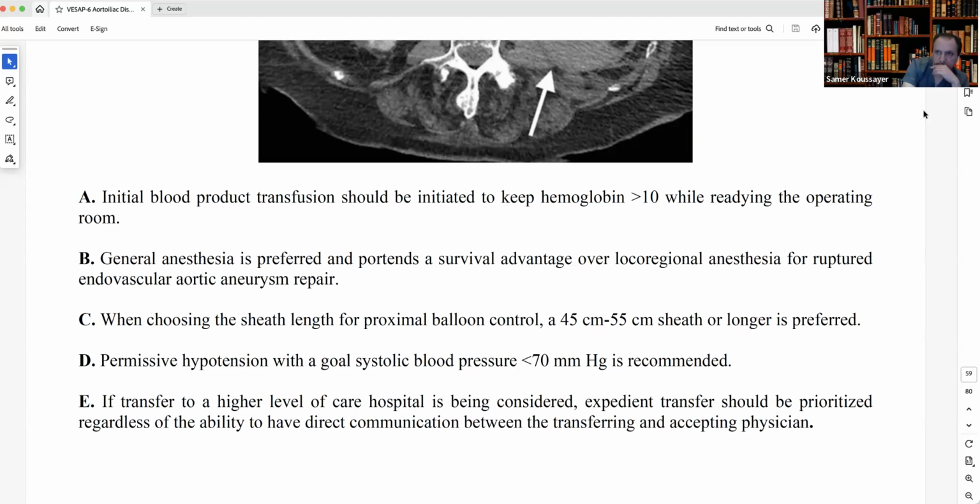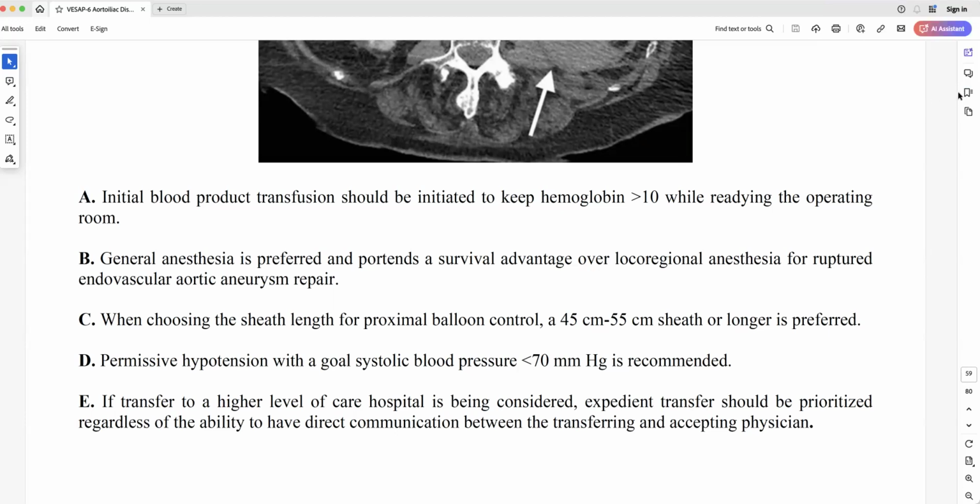Okay, next. B. General anesthesia is preferred and presents a survival advantage over local regional anesthesia for ruptured endovascular aortic aneurysm repair. No, we prefer local regional if available, if possible. Okay.